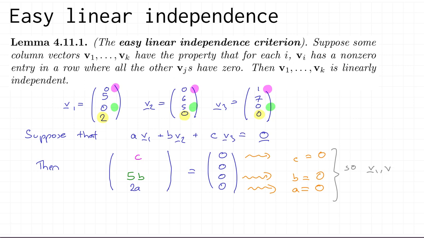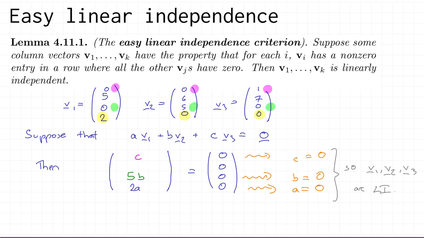Okay, all three conditions, all three coefficients were equal to 0, so putting these together, v1 and v2 and v3 are linearly independent. So we show that if you've got a linear combination of those three vectors equal to the 0 vector, then a and b and c, the coefficients in that linear combination, have to be 0. So these things are linearly independent.